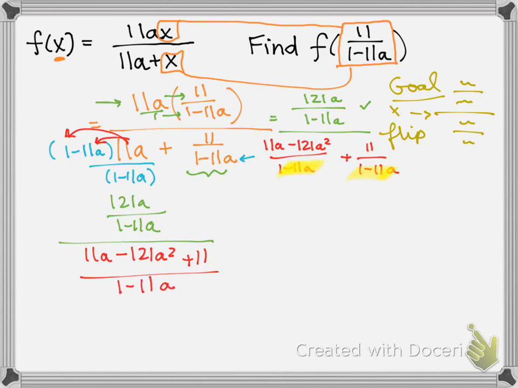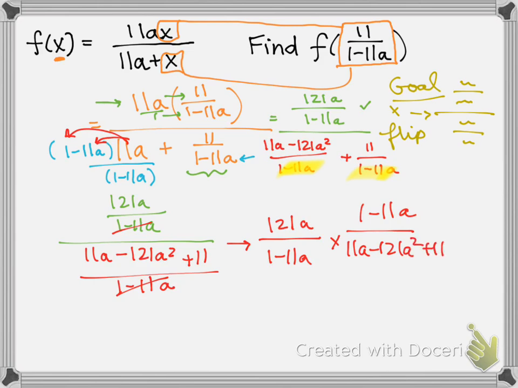If you have a fraction over a fraction and the denominators are the same, there's a shortcut to just simply cancel the denominators, because what happens when you rewrite this, multiply and invert the bottom fraction, is you end up canceling those denominators anyway, numerator to denominator. So what you're left with is 121a over 11a minus 121a squared plus 11.